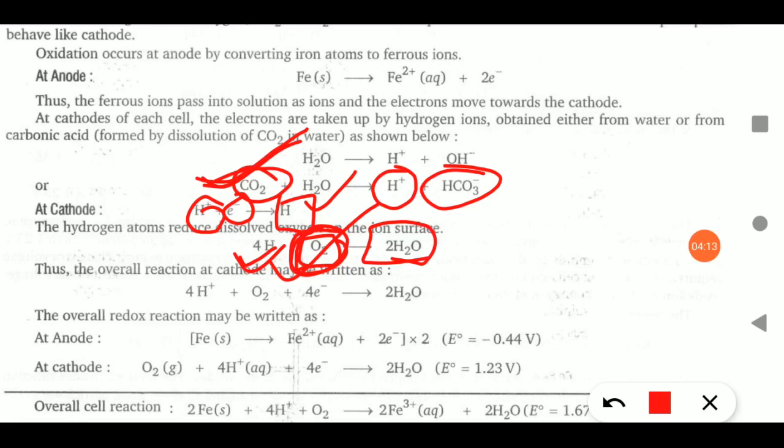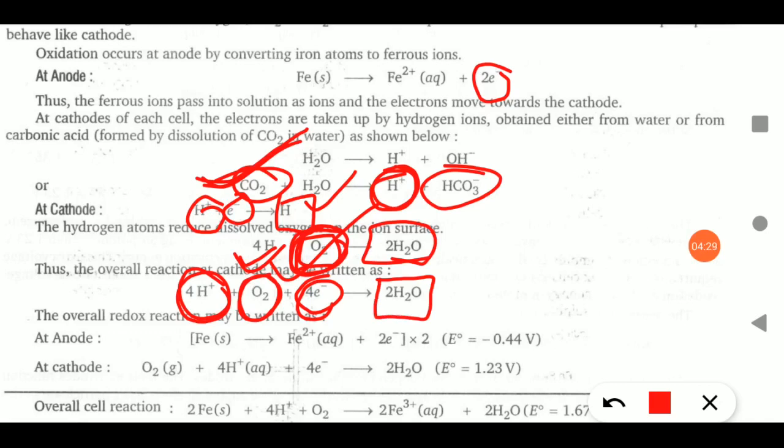So what will happen? These H positive ions which are coming from the acid, and this oxygen which is coming from the air, and these 4 electrons which are coming from the anode, result in the formation of plenty of water which is sufficient to cause the rusting.